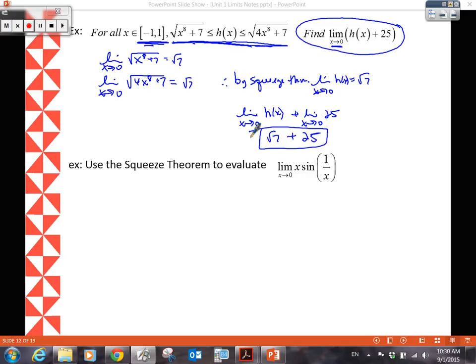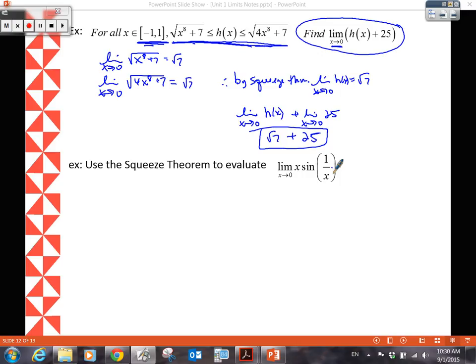All right, great. On this last one, we are asked to use the squeeze theorem, and they didn't give us any kind of inequality. A lot of times this happens with trig functions, because we can bound many trig functions naturally. We know that sine of any number is going to be between -1 and 1. Notice there's no double angle, nothing going on, it's just plain old sine.